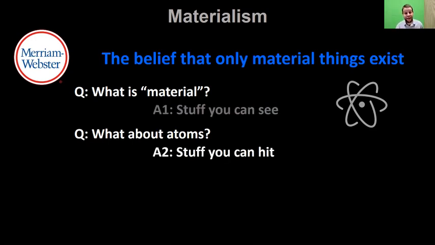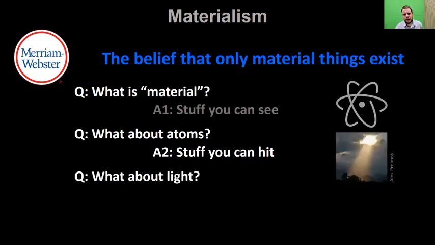So let's say stuff you can hit. I can hit an atom, even if I can't see it. If I have a single atom there, I might hit it very gently. I might not feel it, but I can, in principle, hit it. It is stuff. So, okay, but then what about light? I can't hit light. So we now see this clash between stuff that I can see. The only reason I'm seeing it is because I have light. So I really want light to be a real thing, but I can't then say that material stuff is stuff that I can hit, because I can't hit light. So that seems to fall down.